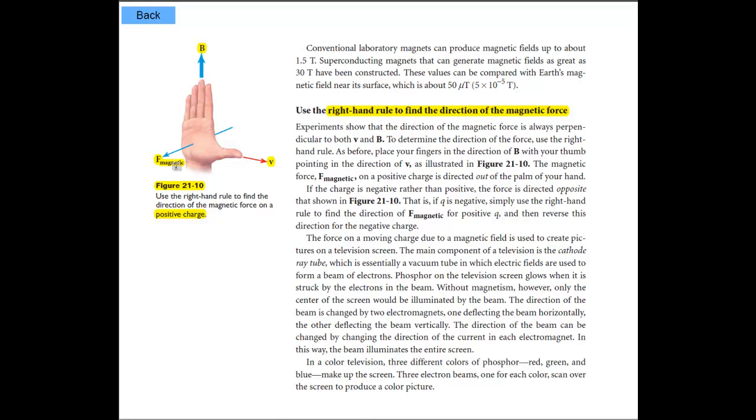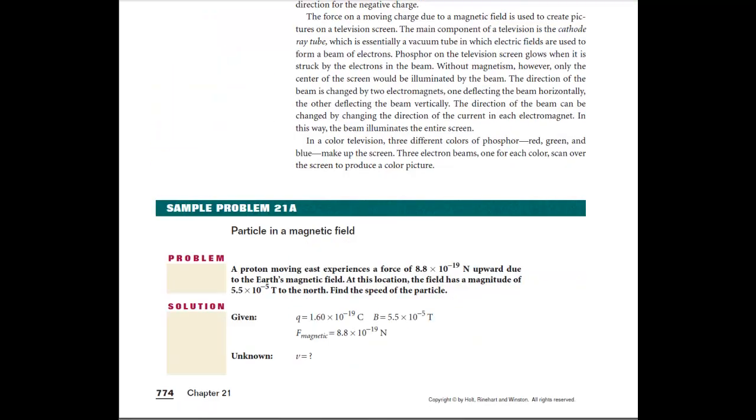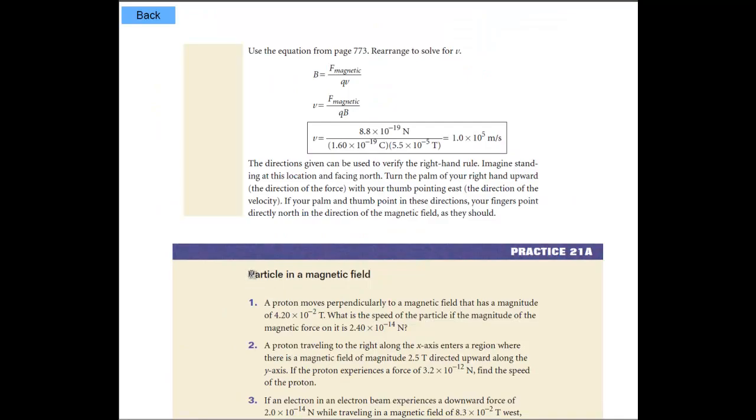And again, pay attention to positive and negative. And watch out how they describe these: east-west, north-south, left-right, up-down, into page, out of page. And especially for magnetic fields and even forces and velocities, you could have the convention of an arrow versus a dot versus an X. So don't let that trip you up. Problems like 21A, of course, are going to involve solving for magnitude and direction of things.